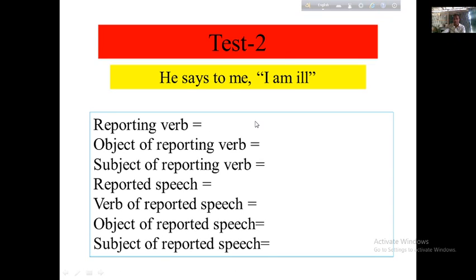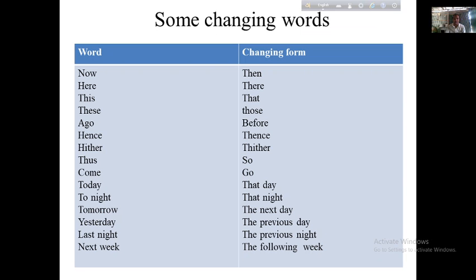Test 2 for you. He says to me, "I am ill." Following the sentence, you will write the points. The first one is the reporting verb. That means what is the reporting verb of the sentence? Object of reporting verb, subject of reporting verb, reported speech, verb of reported speech, object of reported speech, subject of reported speech. You can take a screenshot for your test. It will be very helpful to you. Let us see another option.